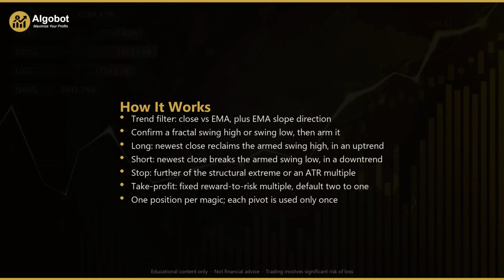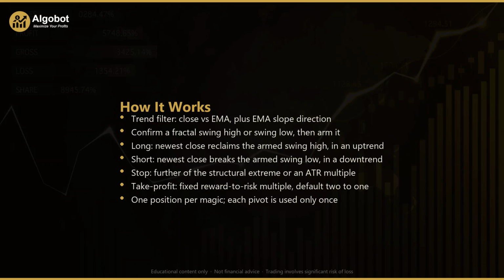Only one position per magic number is allowed at a time, and each pivot is consumed once it is used, so a single swing can never generate more than one trade. Risk management is built into every entry. The stop loss is placed at the further of 2 points: the structural extreme of the pullback, padded by a fraction of the average true range, or a fixed ATR multiple away from entry, which defaults to 1.5. Taking the further of the 2 keeps the stop beneath genuine structure, while never sitting inside the market's normal noise.